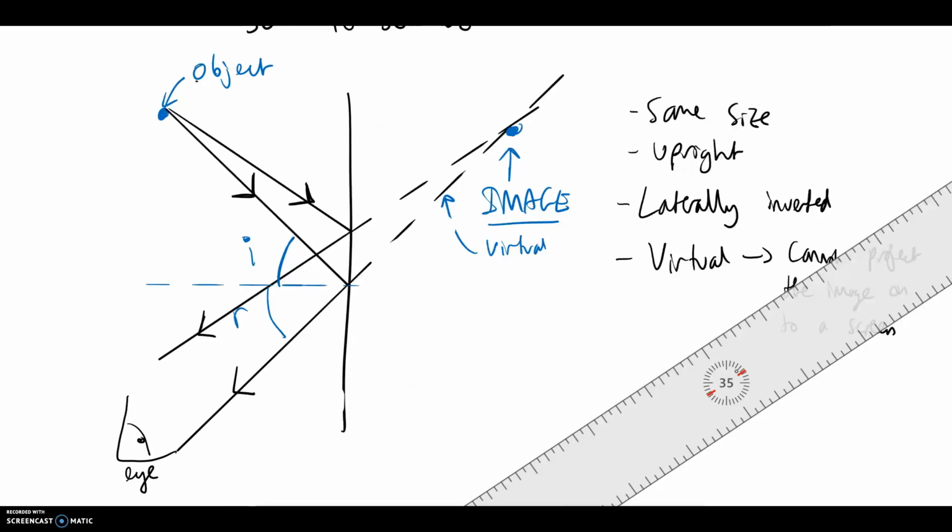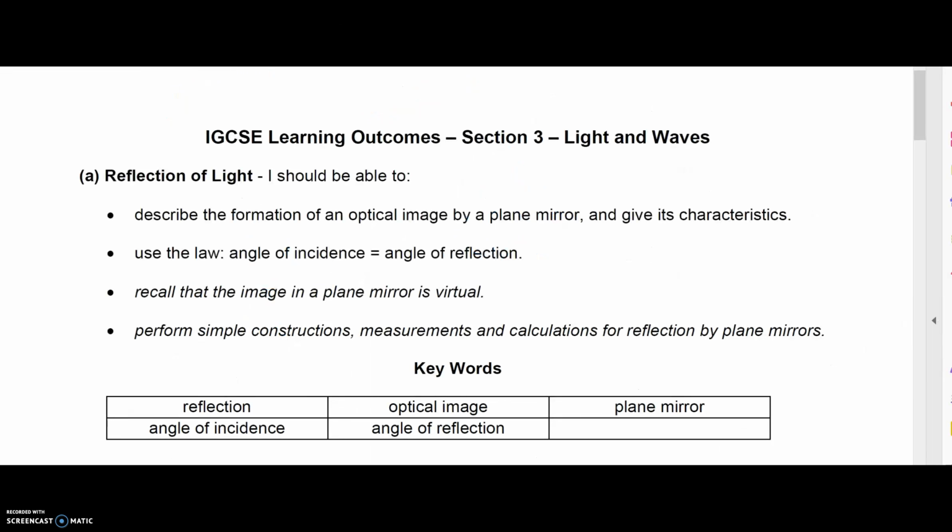I'll get rid of those. You can see it a bit clearer. Remember, this is the mirror surface over here. If you now look back at your syllabus statements, here they are. So we've covered all these, the law of reflection. We've talked about plane mirrors and the fact that the image is virtual, and we've performed simple constructions, which is this bit here. Measurements is measuring the angles, and calculations based on those images.